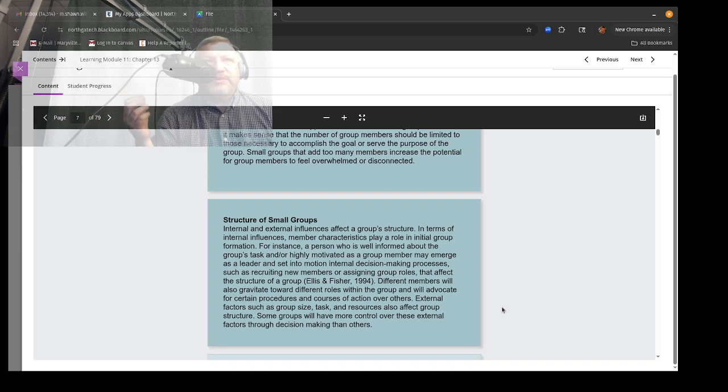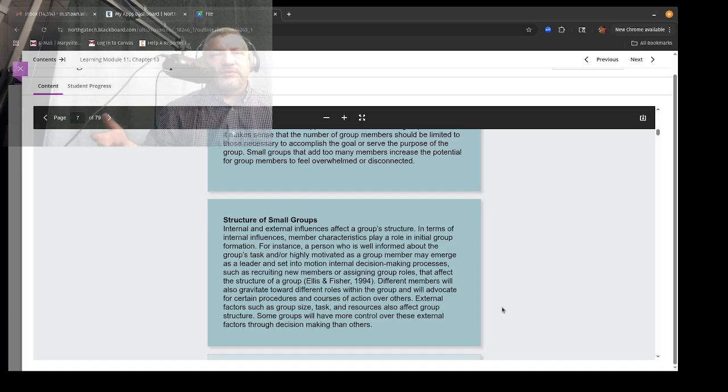Different members will also gravitate towards different roles within the group and will advocate for certain procedures that they like or feel comfortable with, as well as certain courses of action over other courses of action. Because again, we're creatures of habit, and as we get older, we know what works within a group and what doesn't work within a group.